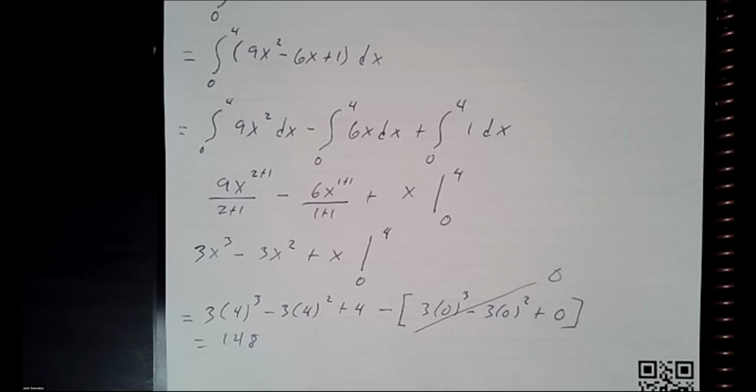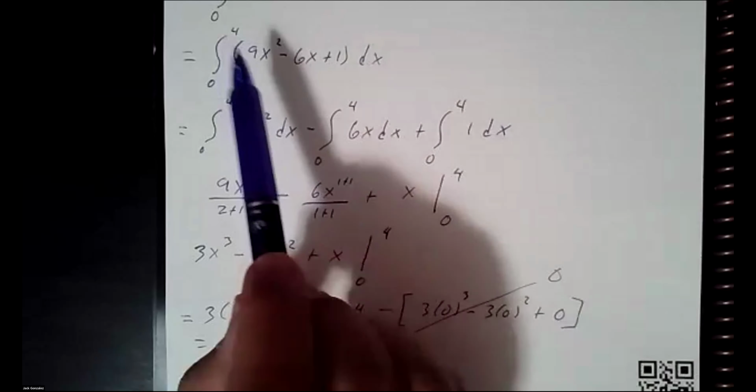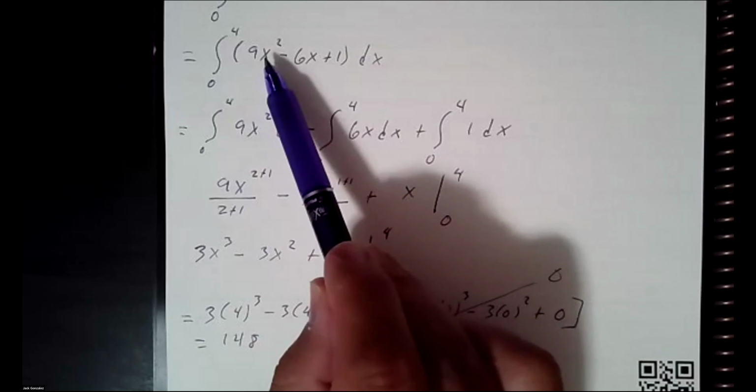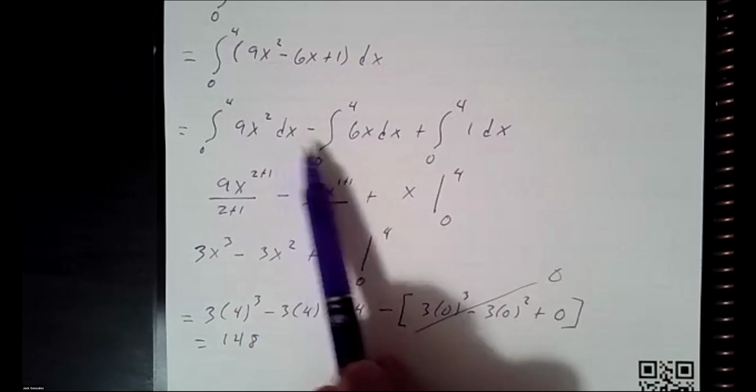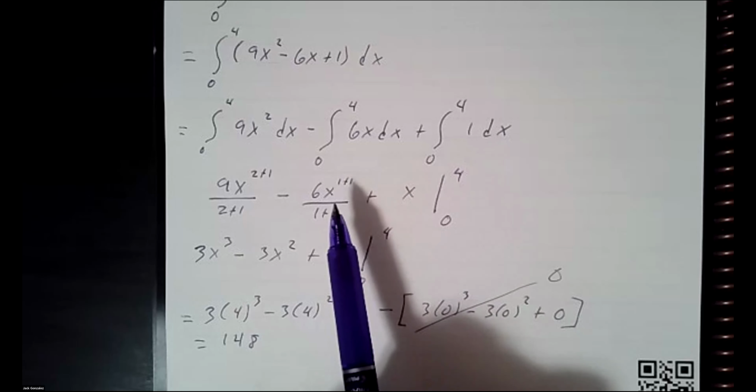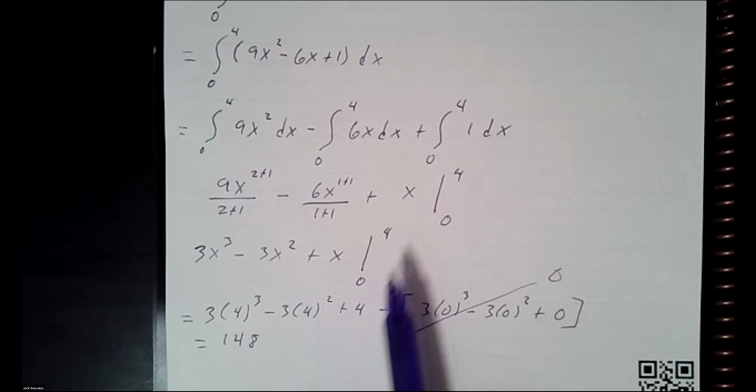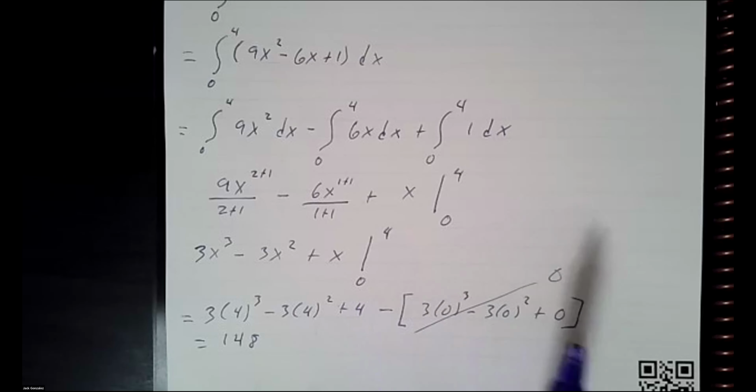Okay. Any questions on the mechanics here? Just integrate each part, find the antiderivative of each part once it's separated. Then plug in the top number minus everything at the bottom number.